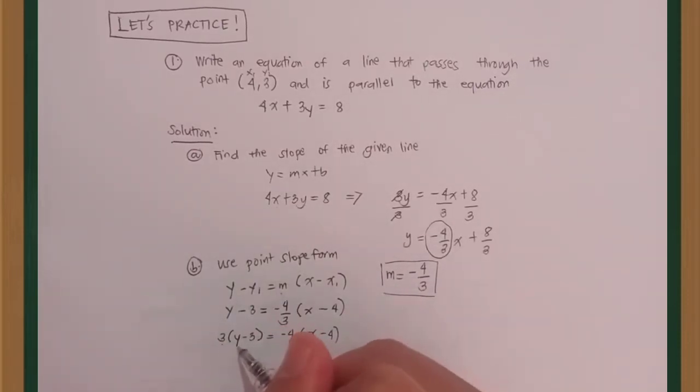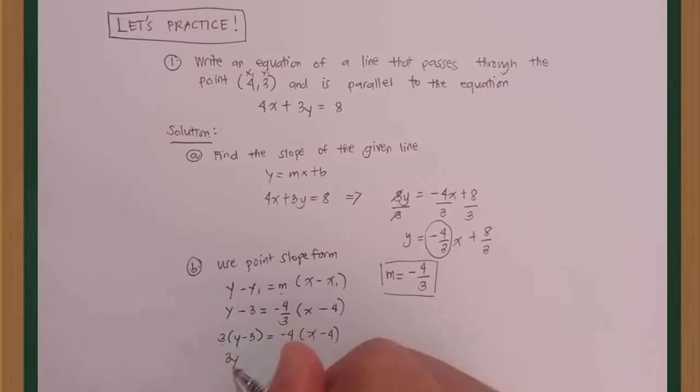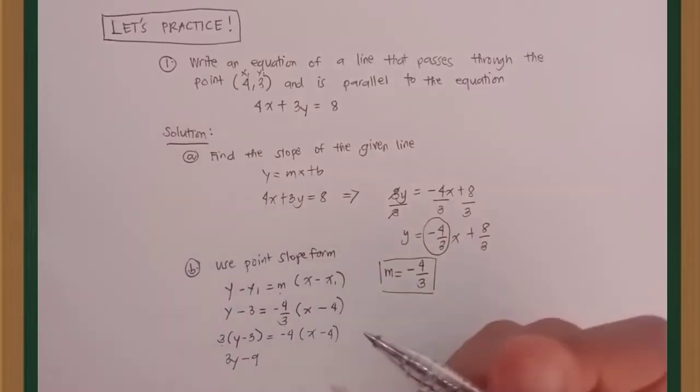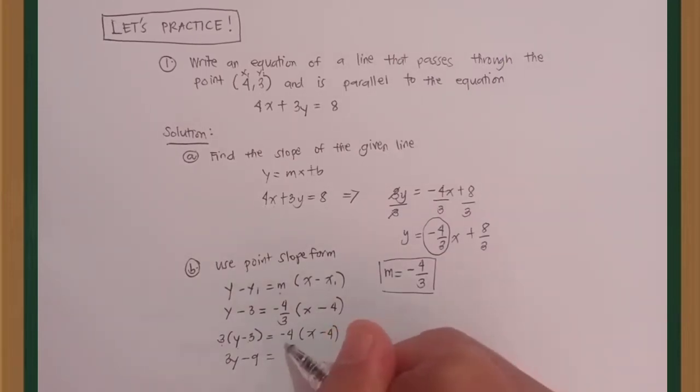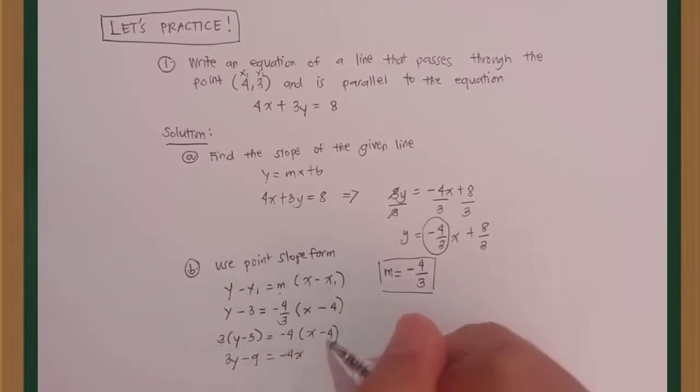So we have 3 times y becomes 3y. 3 times negative 3 becomes negative 9. Got it? Equals negative 4, distribute to x minus 4, so it becomes negative 4x. Negative 4 times negative 4 is positive 16.